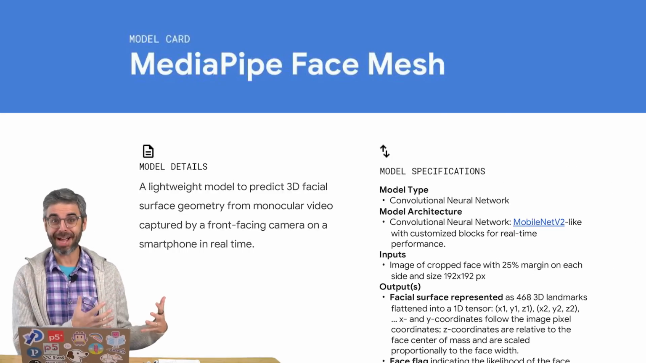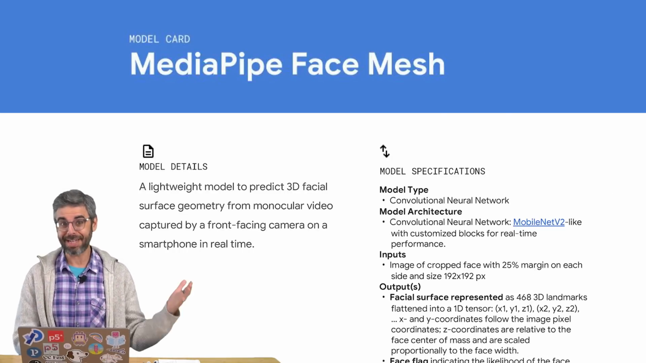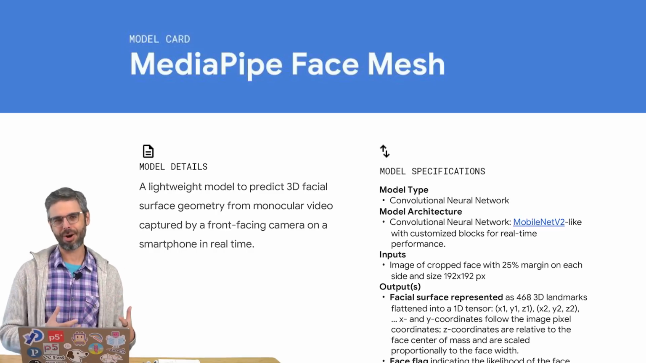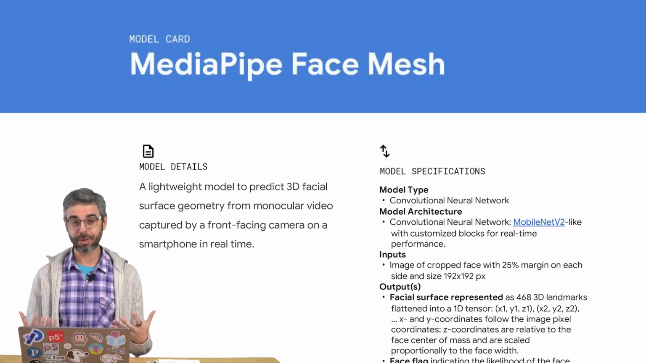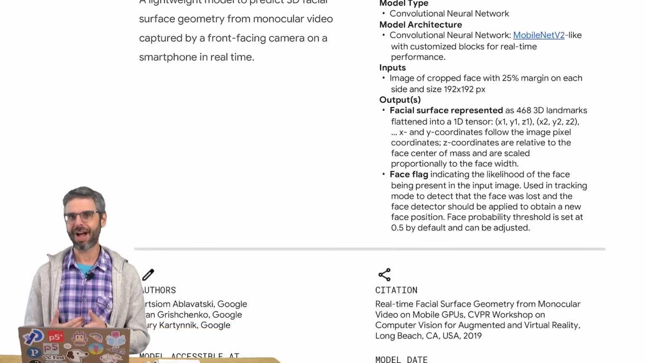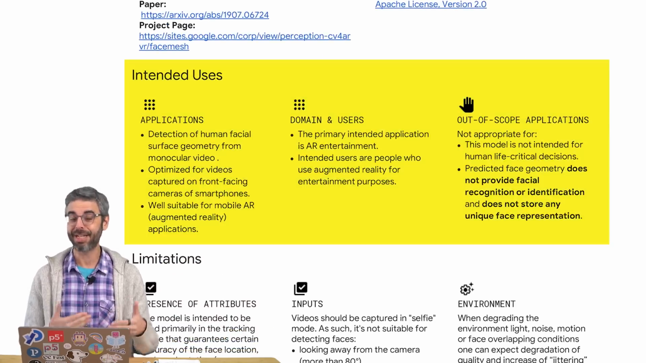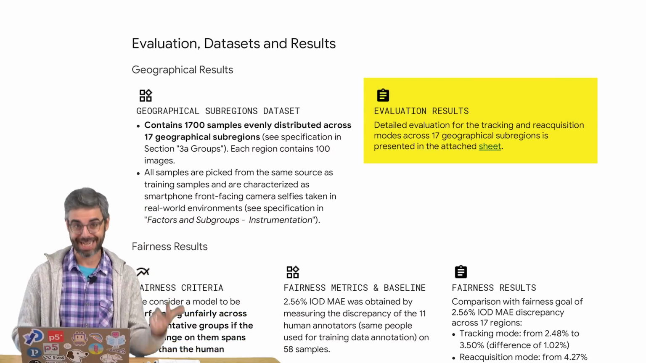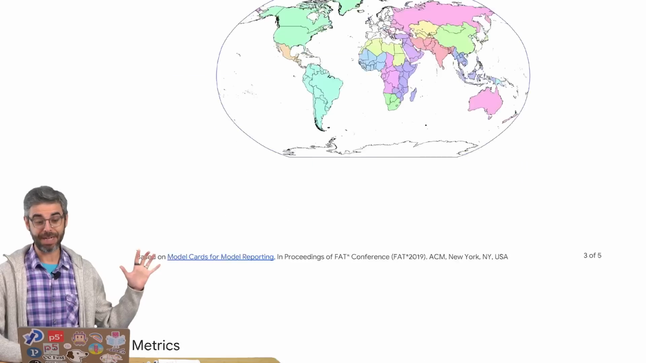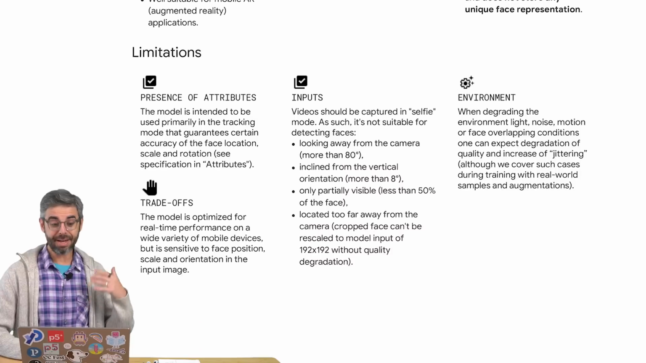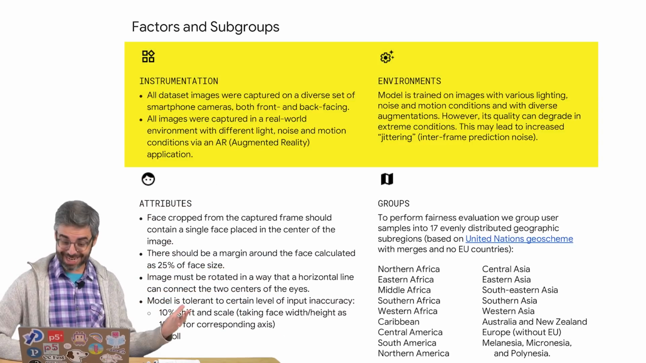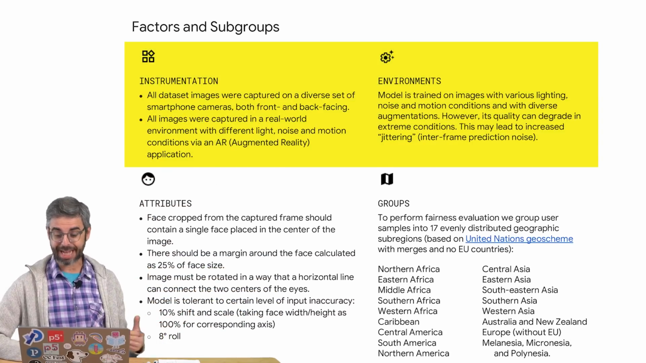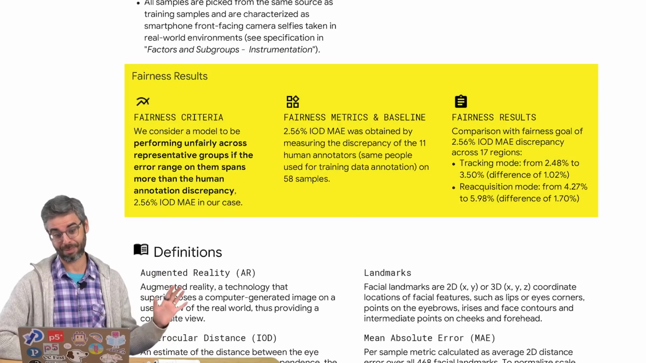I was pleased to find a model card with this FaceMesh detector. A model card is something that's typically produced with a machine learning model to provide details around its intended use, as well as all of the data around evaluation and testing of the model. There's some information about the limitations, a bit more detail around the dataset images that were used for training, as well as the fairness evaluations they performed.